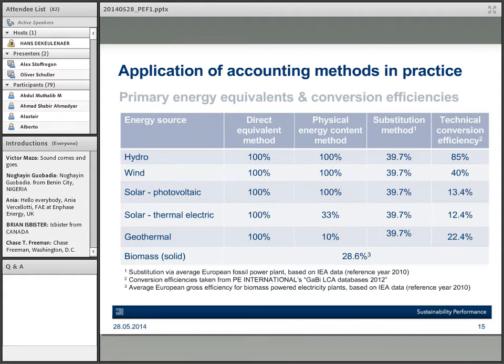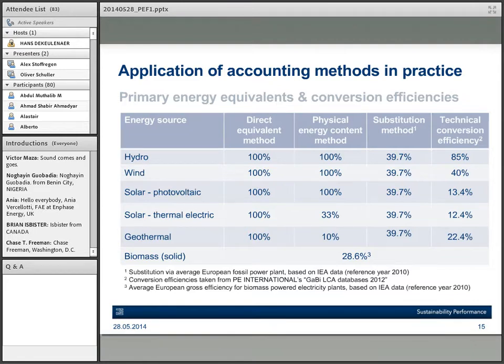So you already see for hydropower there can be very different numbers according to the energy statistics you use. So if I want to calculate the energy consumption in a country which uses electricity mostly from hydropower, like Norway, then with the substitution method, there would be a lot higher primary energy consumption for this country than with a direct equivalent method or physical energy content method.